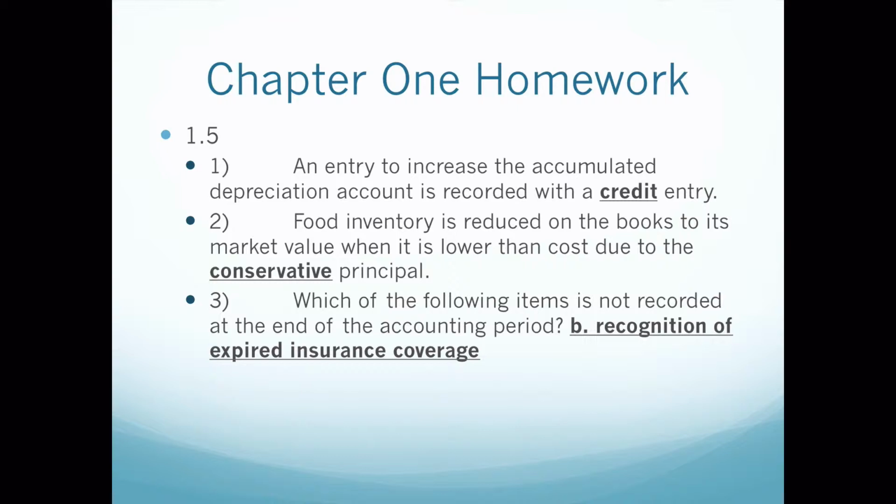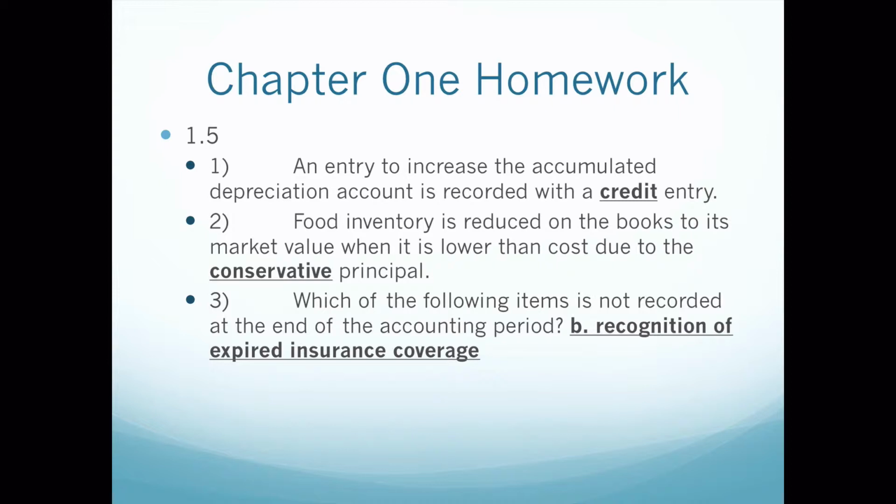Okay, so on 1.5, this is homework 1.5, and what I actually have is the question and the answer. An entry to increase the accumulated depreciation account is recorded with the credit entry. That's because depreciation is a contra asset account. Assets, of course, have a normal debit balance, but because this is a contra asset account, it's going to have a normal credit balance.